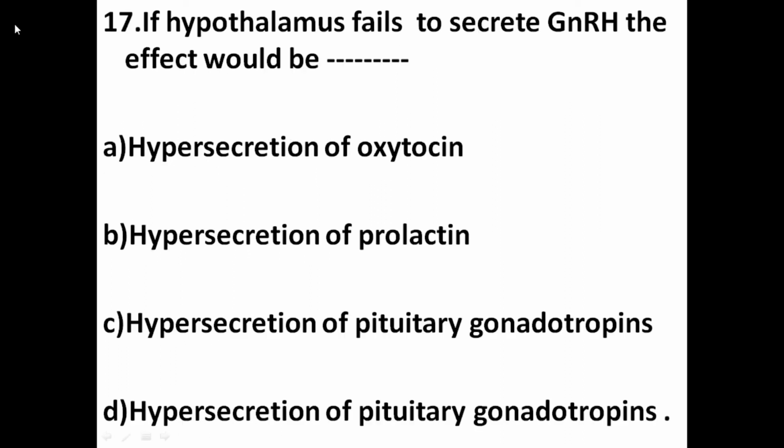17th one, if hypothalamus fails to secrete gonadotropin releasing hormone, the effect would be option A, hypersecretion of oxytocin. Option B, hypersecretion of prolactin. Option C, hypersecretion of pituitary gonadotropins. Answer, option D, hypersecretion of pituitary gonadotropins.